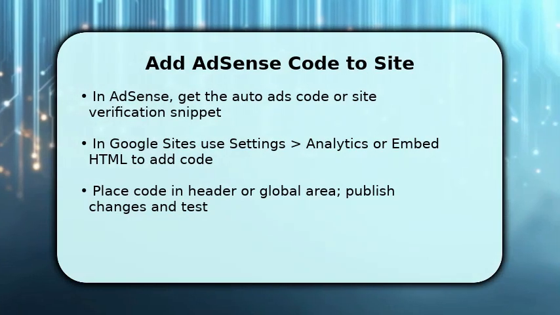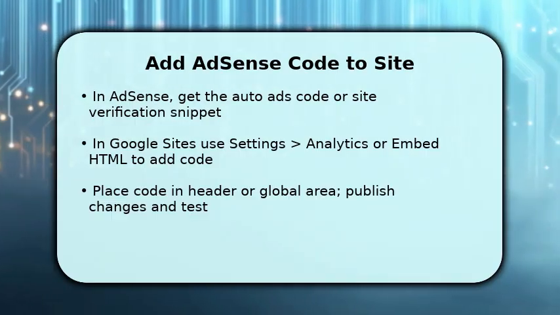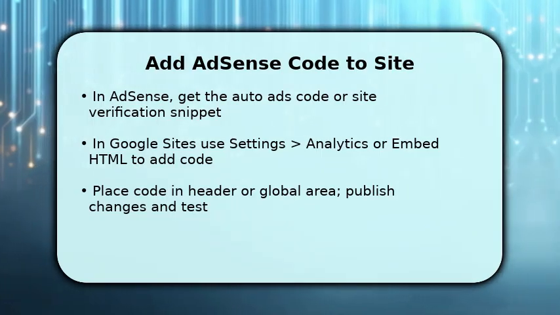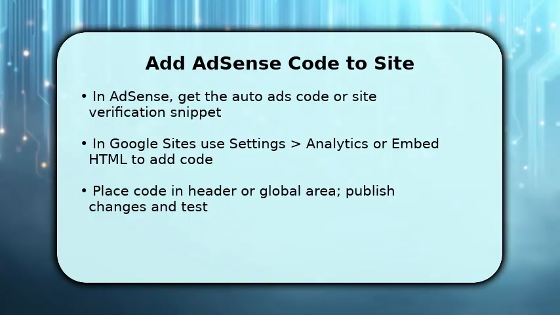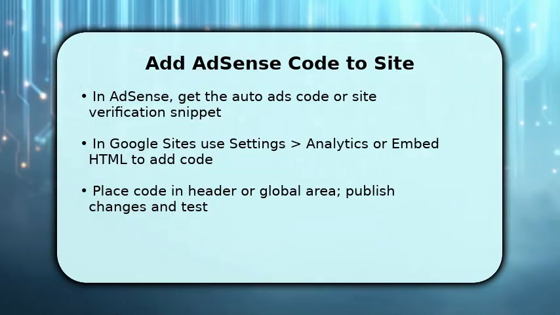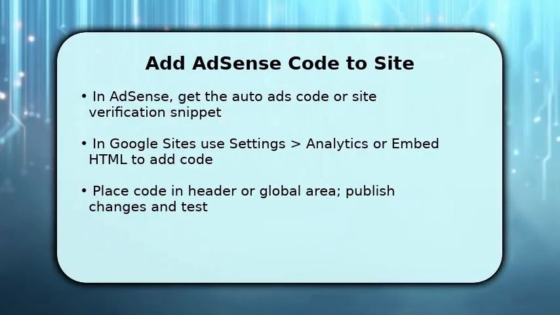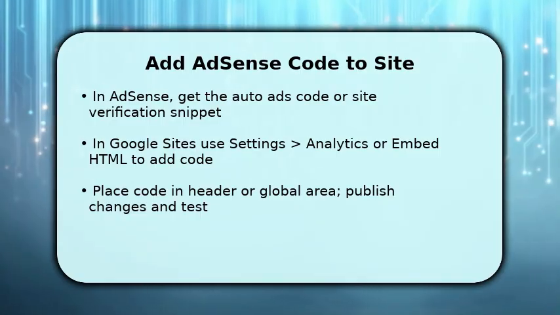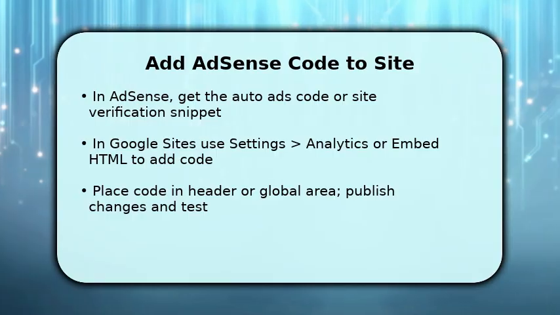Now you add AdSense to your Google site. In AdSense, grab the Auto Ads script or the site verification snippet. Once done, open Google Sites and go to Settings, then Custom Code or Analytics. Paste the snippet into the header or global code section so it runs across pages. Publish the site and use an incognito window to confirm ads or verification appears. If ads aren't visible, allow up to 48 hours for indexing and ad crawling to propagate.